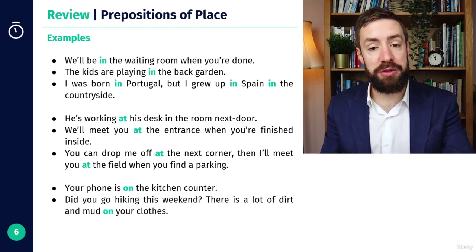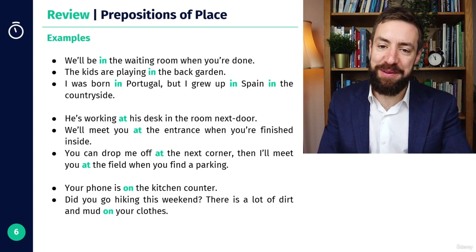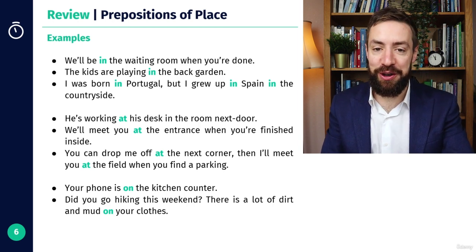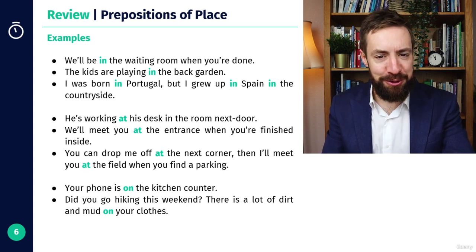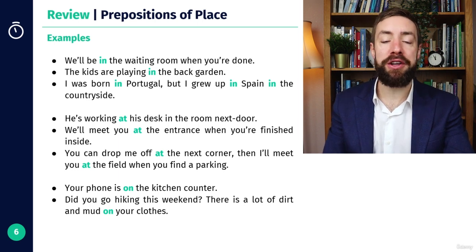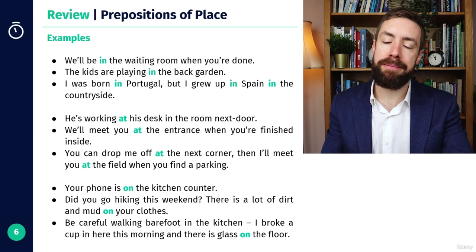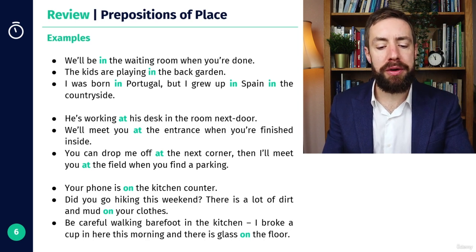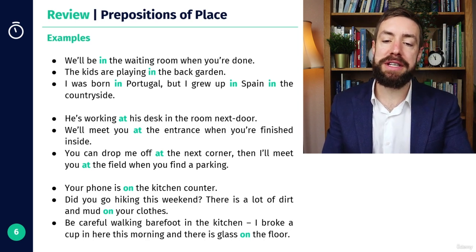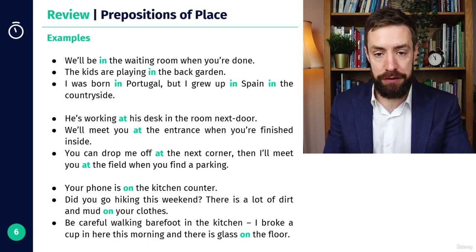Did you go hiking this weekend? There's a lot of dirt and mud on your clothes. Your clothes are very dirty. Your clothes need a wash. There's lots of dirt and mud on your clothes. And finally, be careful walking barefoot in the kitchen. I broke a cup in here this morning and there is glass on the floor.